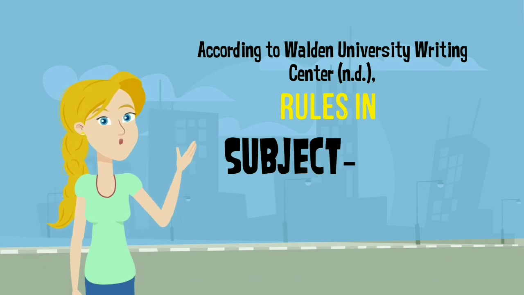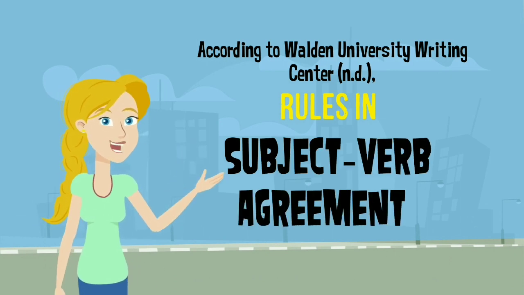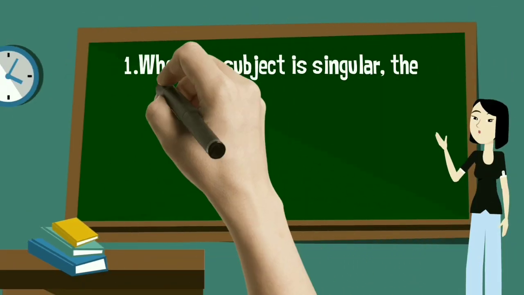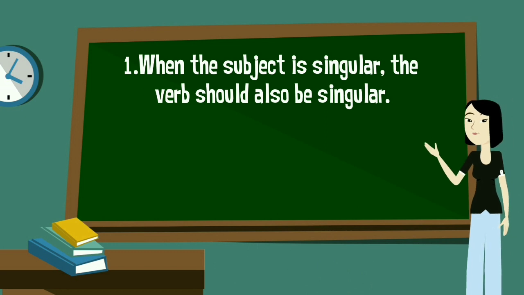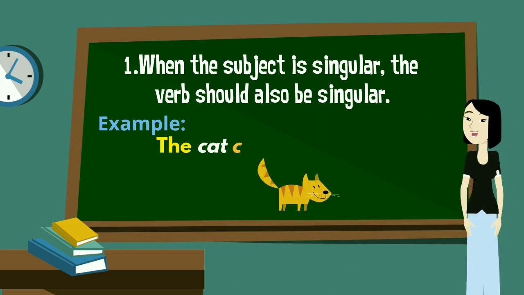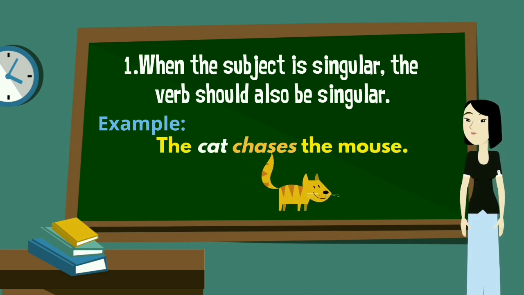According to Walden University Writing Center, there are different rules in subject-verb agreement. The first rule is, when the subject is singular, the verb should also be singular. For example, the cat chases the mouse. The subject in the sentence is cat, and the verb in the sentence is chases. The subject is singular. That is why the verb is also singular.